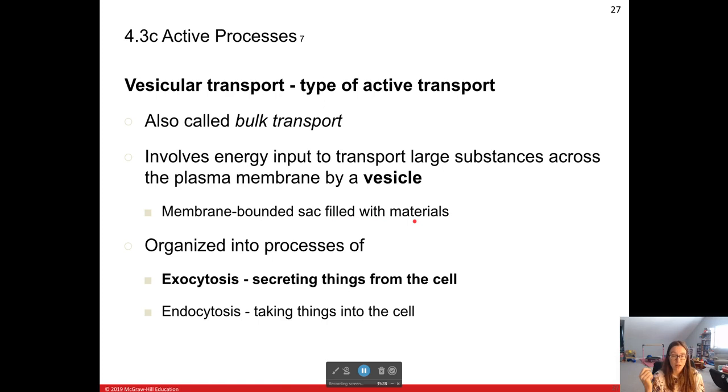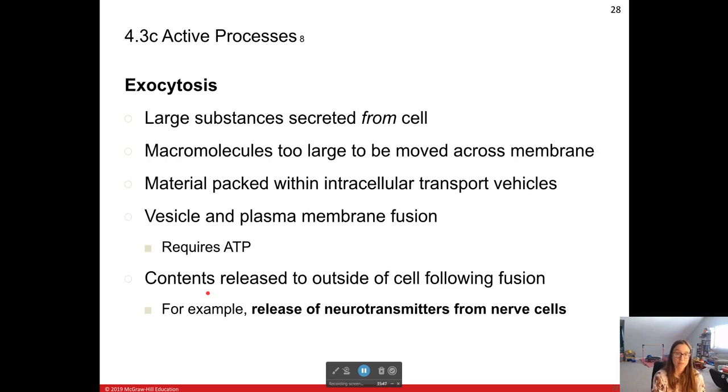We can organize it into processes of exocytosis, which is secreting things outside of the cell, and endocytosis, which is taking things into the cell. For the purposes of this review, it's very specific to what we're doing next. We're only going to be talking about exocytosis because we'll talk a lot about how neurons secrete their neurotransmitters via exocytosis. So remember, exocytosis is when large substances are secreted from the cell: macromolecules that are too large to be moved across the membrane.